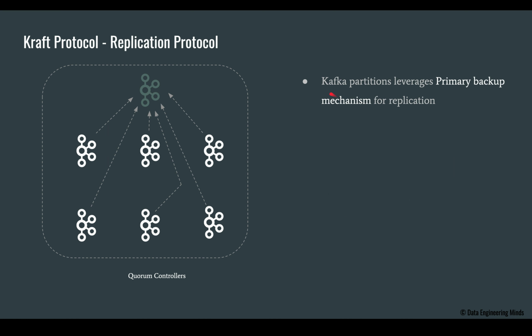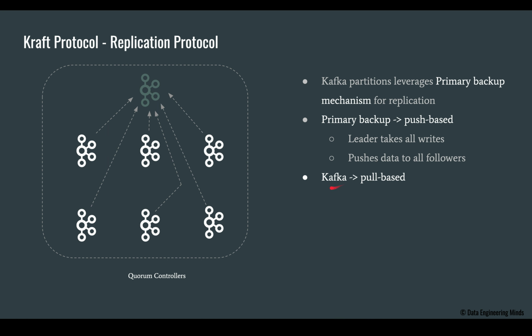In case of Kafka, Kafka uses the concept of primary backup mechanism for replication. So what is actually a primary backup mechanism? If a partition has multiple replicas, then the leader replica will take all the write operations, for example, the writes coming from the producer applications. Then the leader will push the data to all of its followers. That's why the primary backup mechanism is based on the concept of push, that is, the leader will push the data to all of its followers.